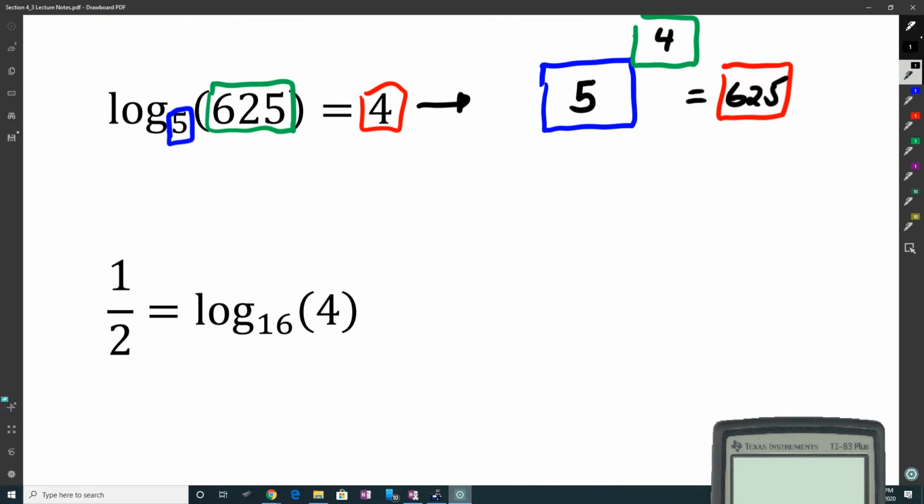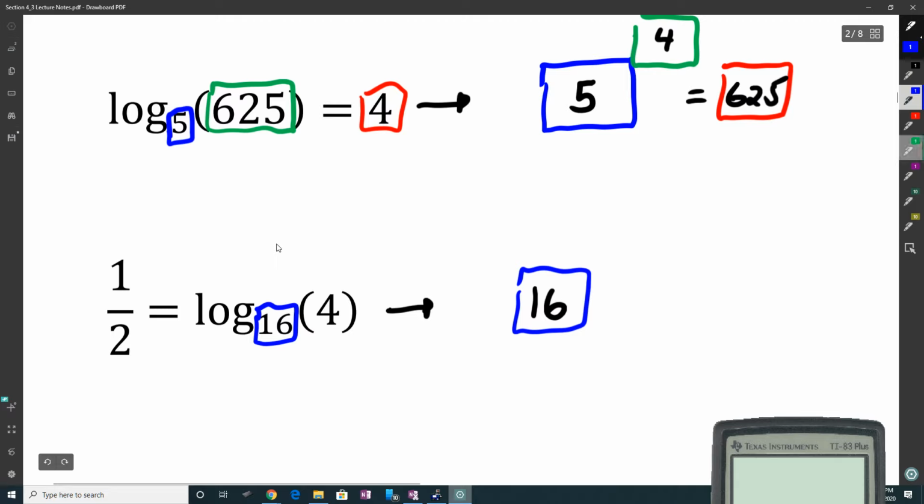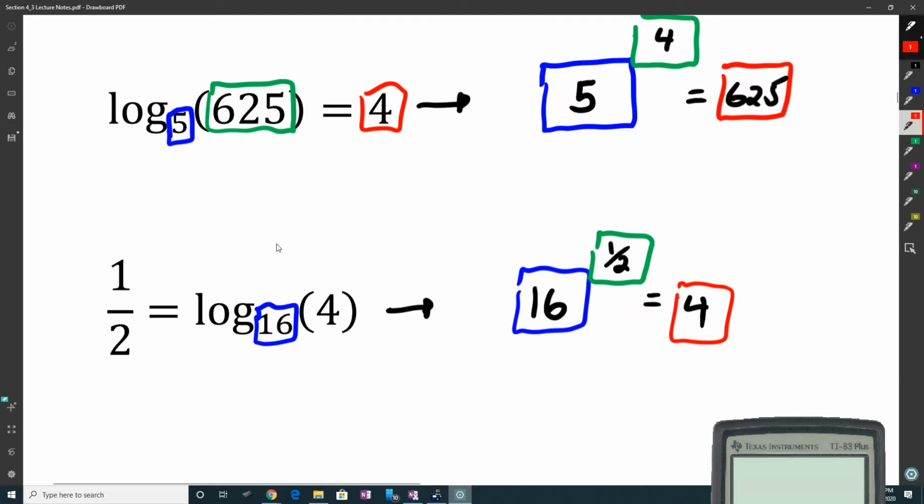1/2 equals log base 16 of 4. Same thing. 16 is my base. I want to raise it to the answer. The answer becomes the inside, and the inside becomes the answer. And notice this is another true statement. 16 to the 1/2 is 4. The square root of 16 is 4.